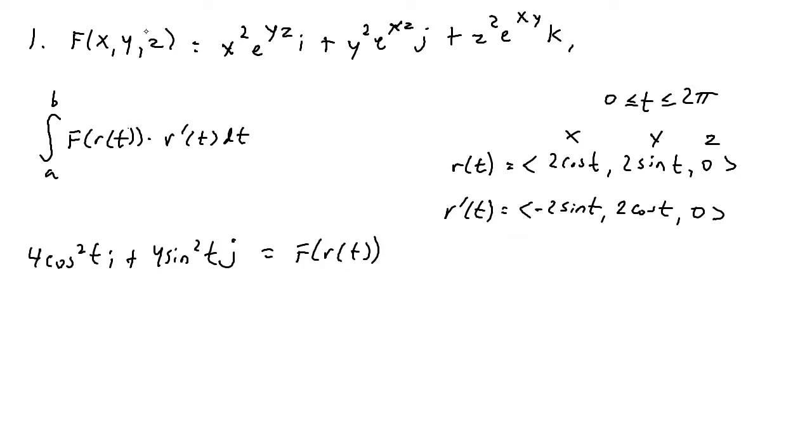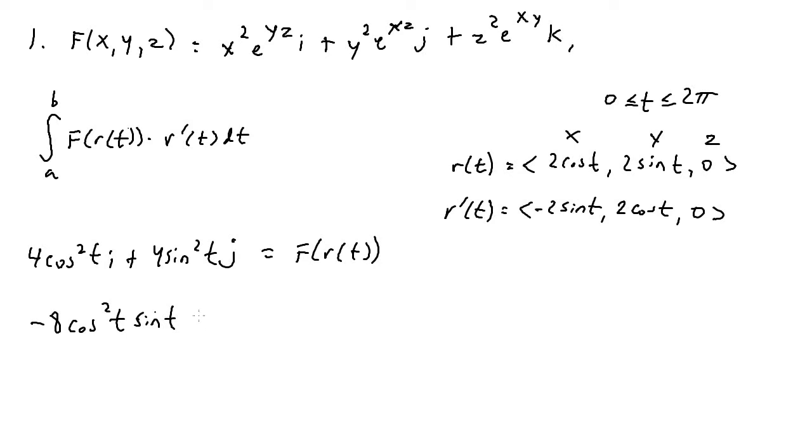So now we need to go ahead and take the dot product of f of r of t and r prime of t. So there's r prime of t, here's f of r of t, let's go ahead and take the dot product. So the dot product, once again, we're going to multiply similar components. So we're going to multiply the x components first. So we get negative 2 times 4 is negative 8, cosine squared of t, and then sine of t.